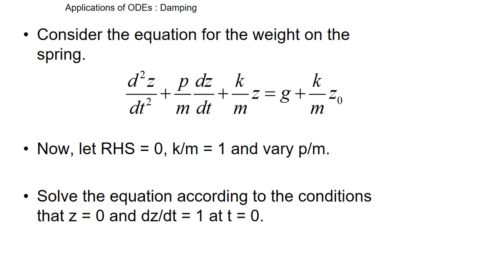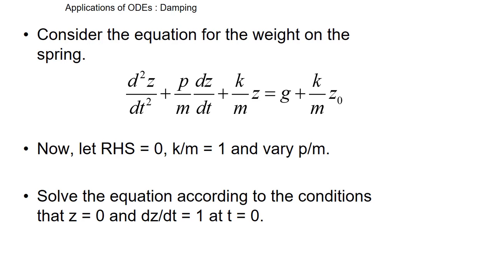We will of course use initial conditions. We'll decide that at the beginning it's at its equilibrium position and it's moving with velocity 1 in whatever units we choose. So we'll solve that equation, and as mentioned, we will vary this parameter here.